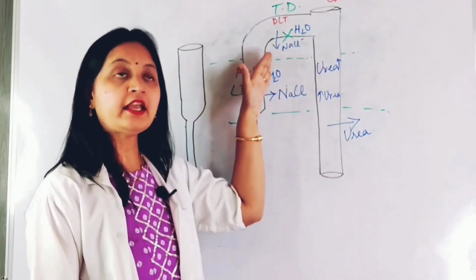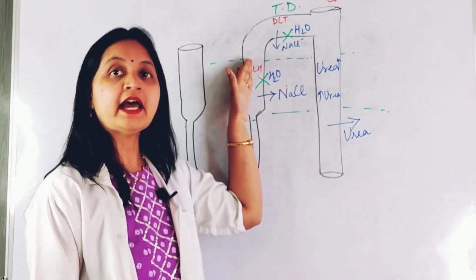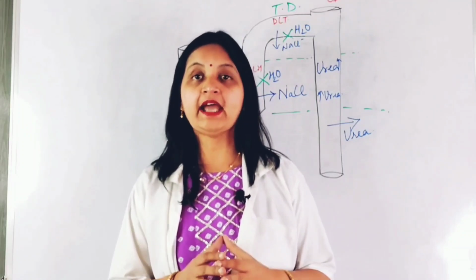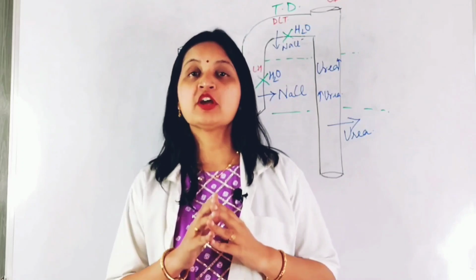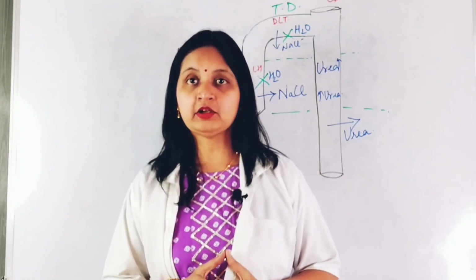So this causes increased excretion of free water in urine, causing dilution of urine. The thick ascending limb of the loop of Henle and the distal convoluted tubule form the diluting segment, which is impermeable to water but reabsorbs sodium and chloride.